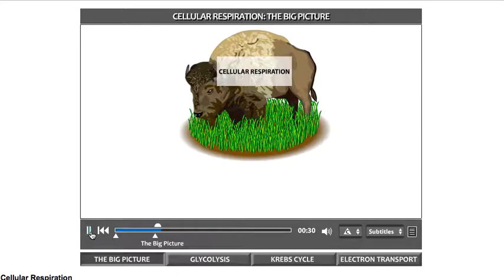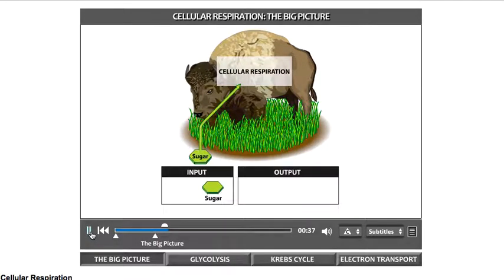In cellular respiration, plants, animals, and all other living organisms harvest energy by breaking down energy-rich molecules. In this example, a bison ingests grass, digests the food, and delivers food molecules to cells of its body. As energy is released by the reactions of cellular respiration, cells capture and store the energy in the bonds of ATP molecules, the chief energy currency of the cell.